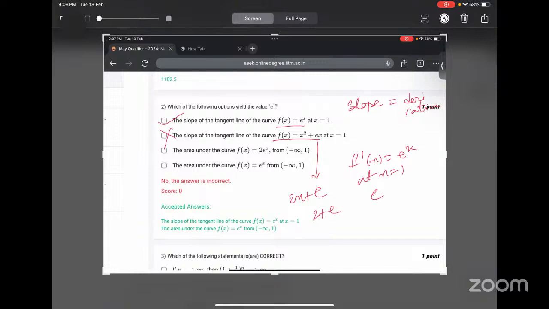Can you do the other two? Repeat again, ma'am, this concept. Slope of a function at some point means you have to calculate the derivative of the function at that point. Okay, ma'am. You have a given function, you just have to differentiate it and put x equals 1. Okay. Similarly, this is incorrect and this is correct.